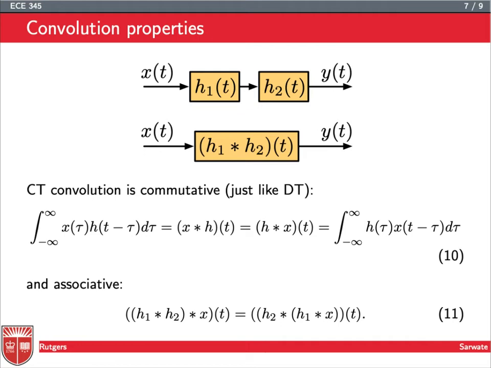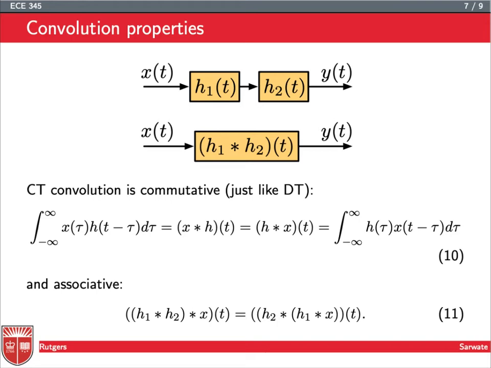Now CT convolution satisfies many of the same properties as DT convolution, in fact most of them, maybe all of them. The first one, of course, is that it's commutative, so x star h is h star x, which means that when we're doing this calculation of the convolution, we can either flip h or we can flip x when we do the integral. So instead of doing a sum, we're going to be doing an integral.